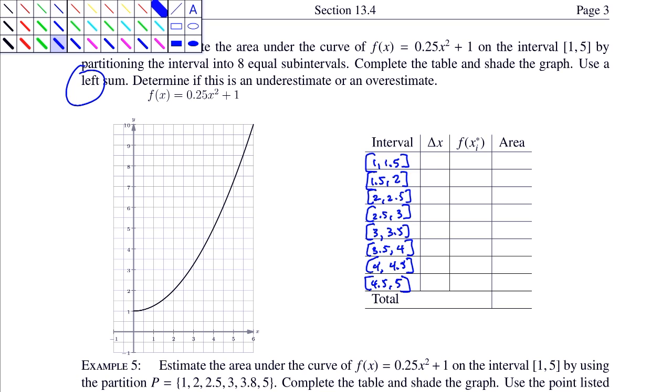Delta x is still 0.5. But the rectangles have changed. It's now a left rectangle, left sum. So you would go up on the left side of the rectangle and then go across. So we're going to start at 1 and go up and over like that. Then start at 1.5 and go up to that height, and then go over and down.